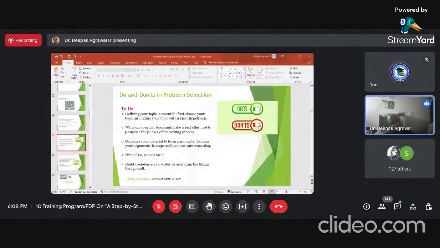Again, as I told you, you should refine it as many times as required. Unless and until your whole paper is ready, the possibility to refine your topic exists. And most of the time, I hope that my research fellows agree with my statement. Yes, it has been changed a number of times.